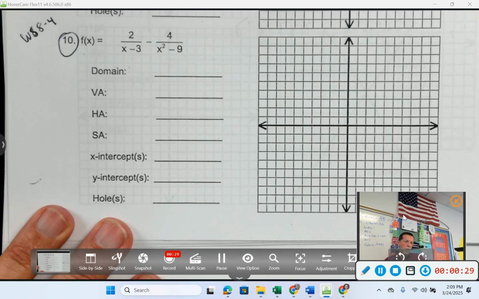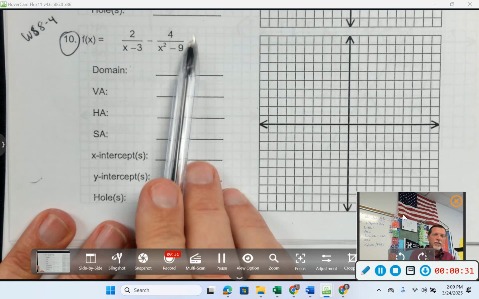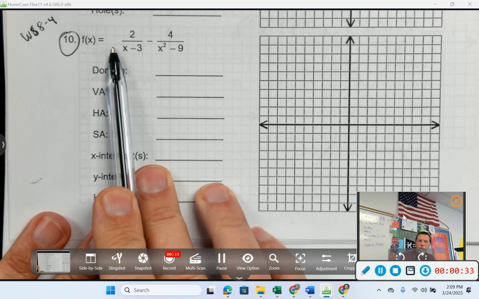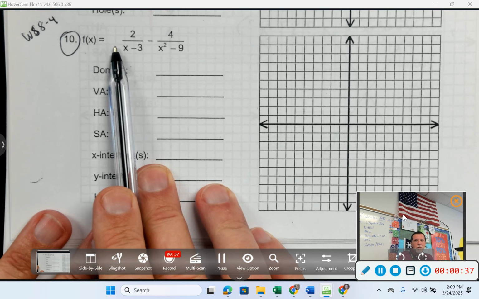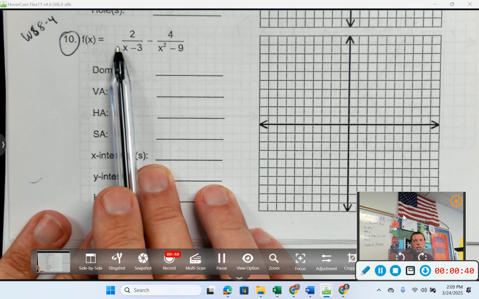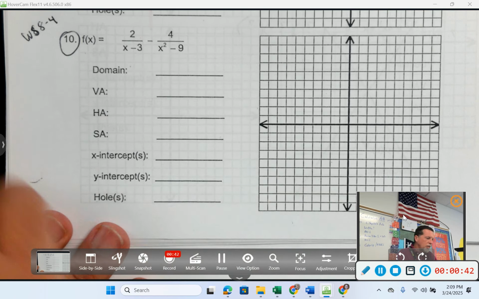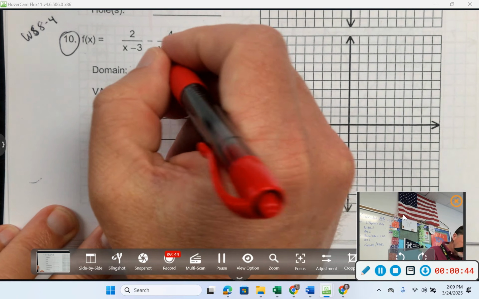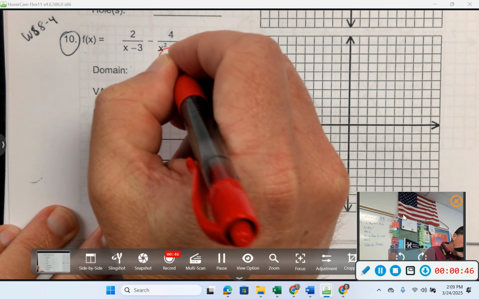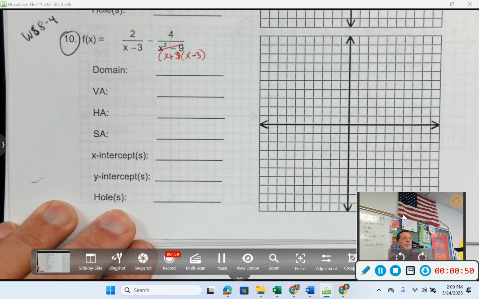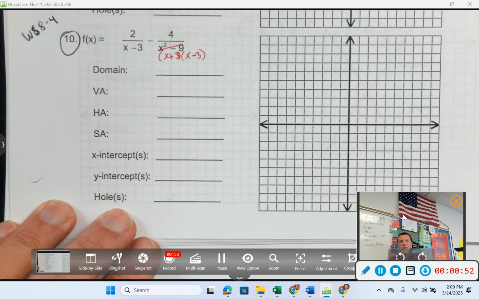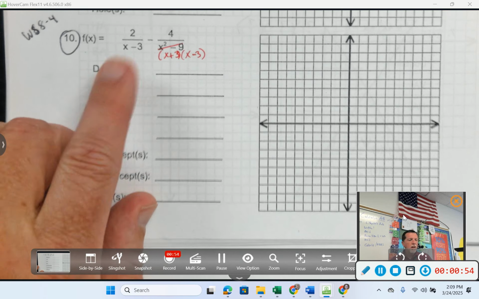Some of you are going to get a common denominator by multiplying this one by x minus 3 and this one by x squared minus 9. That would work, but it's really the long way around. Let's factor this guy first. That will make life much easier. Because now all that's needed to get a common denominator is an x plus 3 on that first fraction.